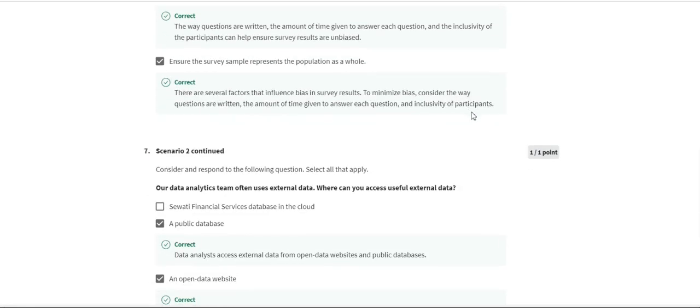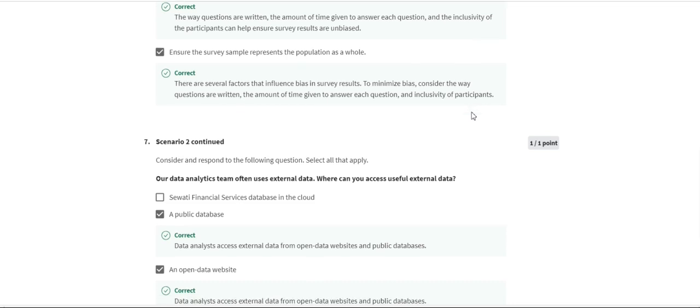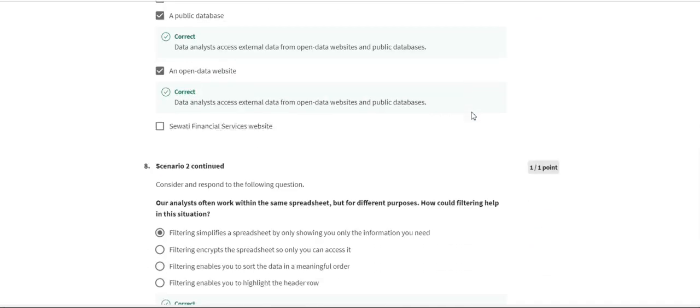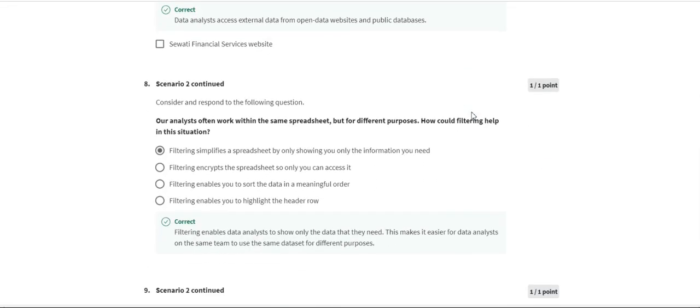The seventh question: our data analytics team often uses external data. Where can you access useful external data? A public repository can be a great option to get external data, as can open data websites. Public repositories and open data websites are good options for this.